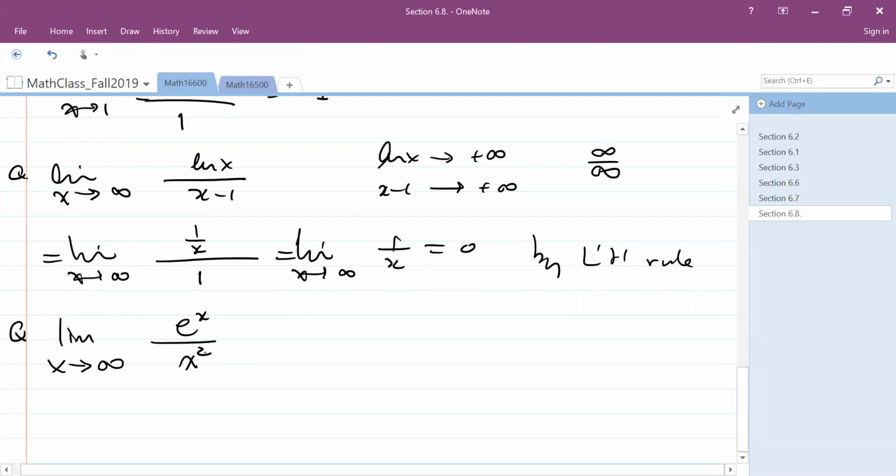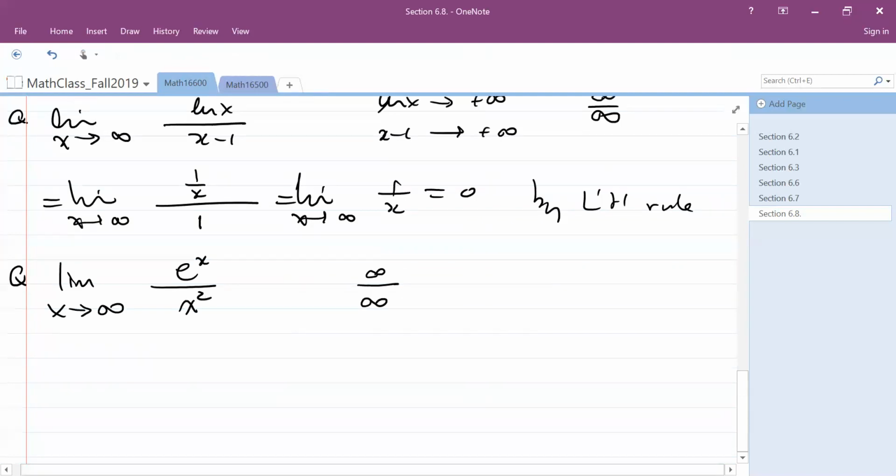This is a limit as x approaches infinity. You can quickly check that e to the x approaches infinity and x squared approaches infinity. I'm pretty sure this limit is going to be infinity. The reason is that an exponential function grows much faster than any polynomial. You can see that step by step. If the denominator is any polynomial, I can eventually prove with L'Hopital's rule that the limit is infinity.